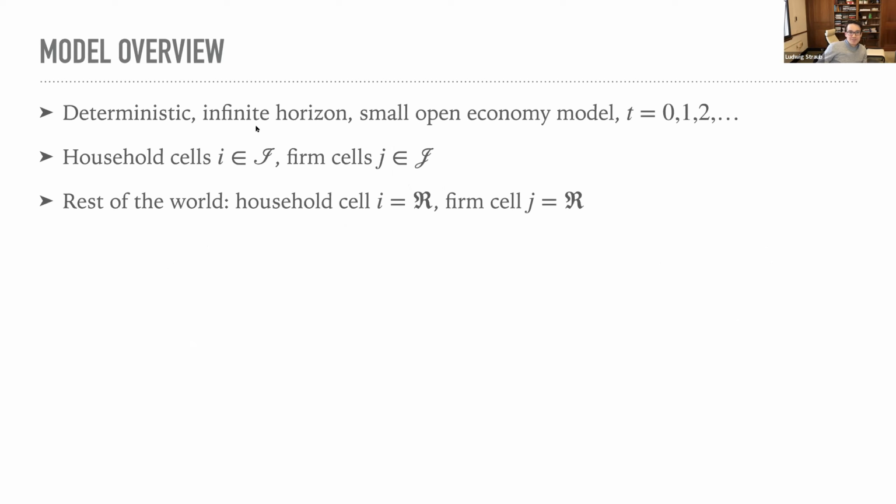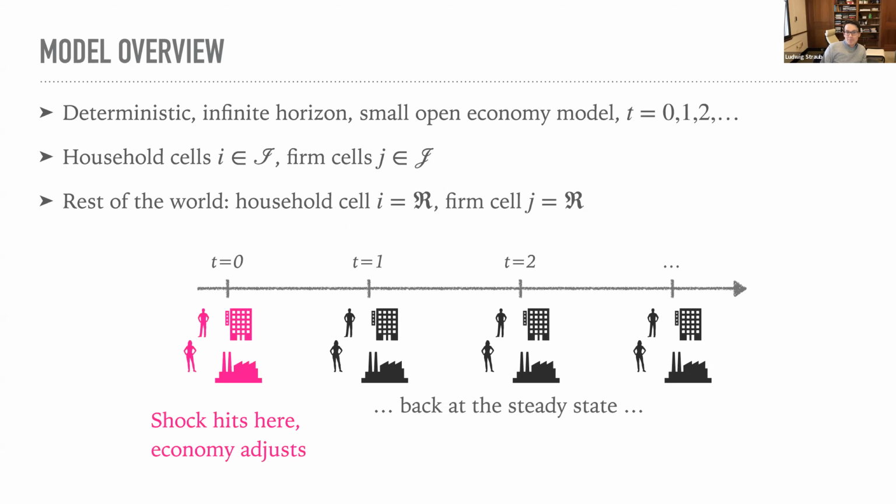We're going to denote household cells by I and firm cells by J. And one particular large household cell is going to be the rest of the world. And one particular firm cell R is going to be the firms in the rest of the world with which trade is allowed. Now, the way this model will operate is that the shock, as well as all the adjustments, would happen at date 0. After date 0, we're going to be back in the steady state.